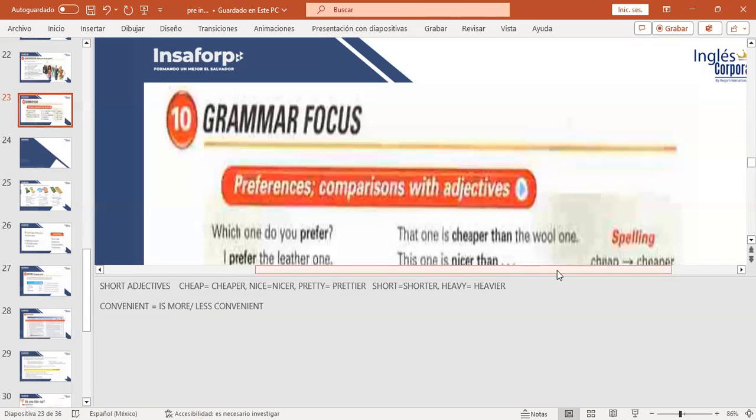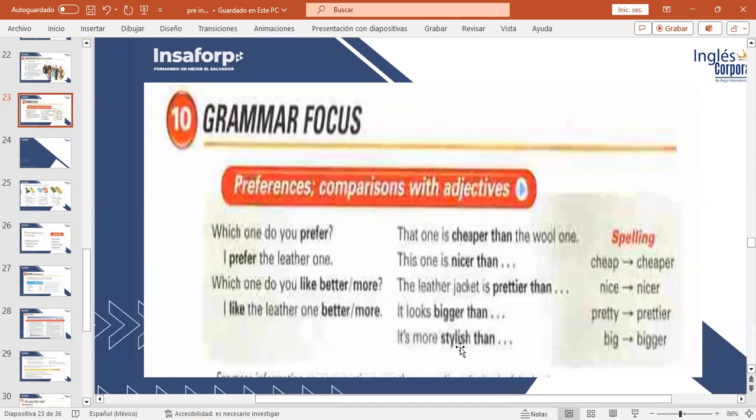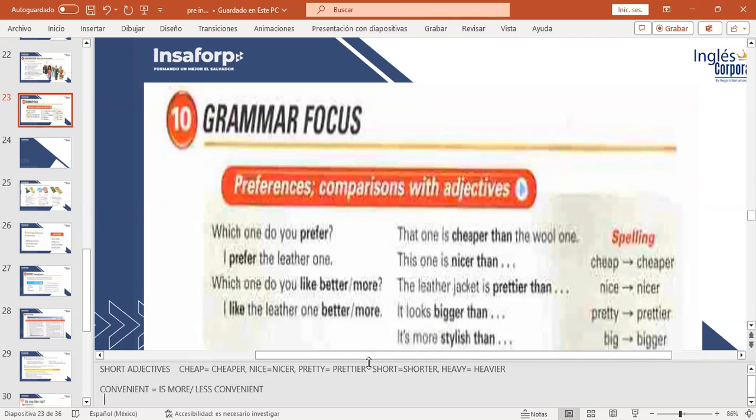Por eso tenemos more stylish. Así que more stylish no cambia. Vamos a agregar more or less. Got it? In this case, the adjective expensive is the same. It's a long adjective. You can use more or less.